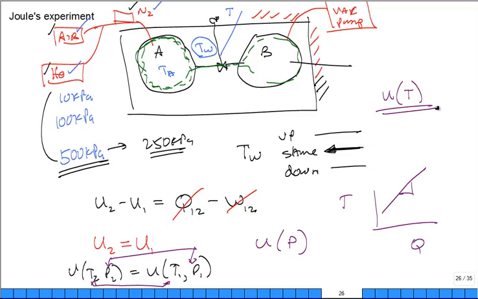That's a long thought experiment. It's Joule's experiment. You can read more about it on the internet.